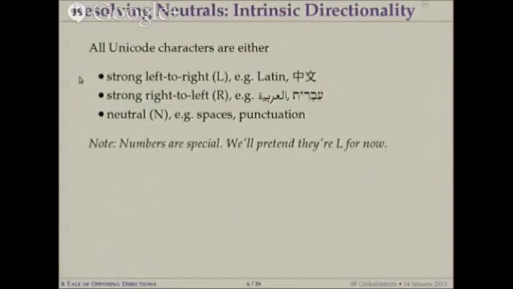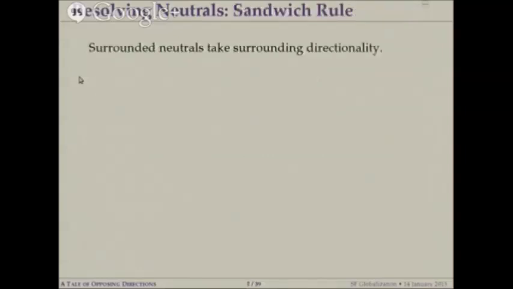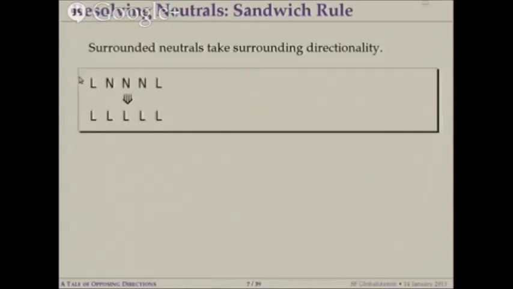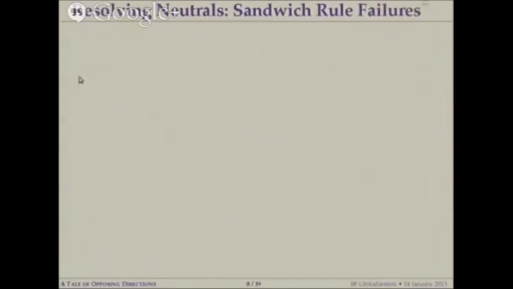One of the details we're going to skip is what numbers are, because they're kind of special. But we will pretend that they're left to right. So the simple rule is there's a sandwich rule. If you have a neutral that is surrounded by two strong characters of the same directionality, then it takes that directionality. It's a very sensible rule, very easy.